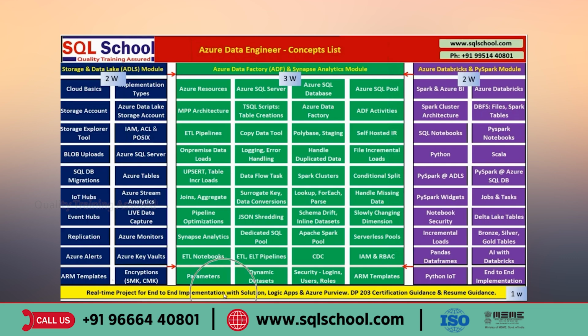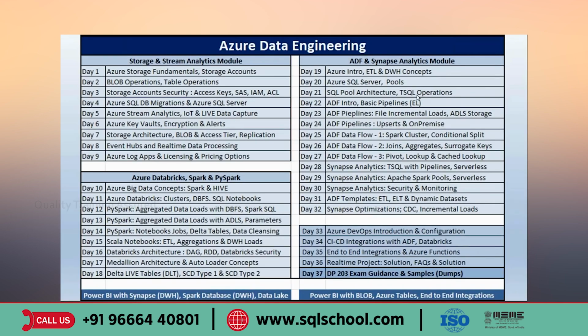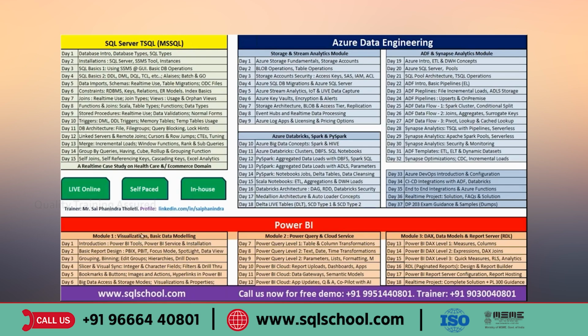To go into the project, we need to invest 2 weeks in the storage module, 3 weeks in the Data Factory and Synapse module, and 2 more weeks in the Databricks and Spark module. Total 7 weeks. Finally, project work for your resume, and we'll take it very, very cautiously. Here is the day-wise roster of our entire course. In case you are planning a combination with Power BI also, then that set of items is different. You may opt for only data engineering or data engineering combined with Power BI.